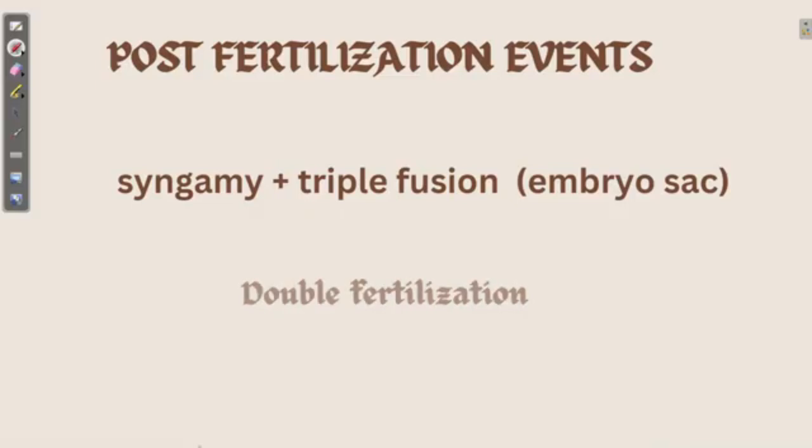Hi everybody. Let us continue with the chapter Sexual Reproduction in Flowering Plants. In the previous video we stopped at the process of double fertilization. So let's recollect what is double fertilization. It is nothing but the combination of syngamy and triple fusion. You remember what syngamy and triple fusion are? Both the events happen inside the embryo sac.